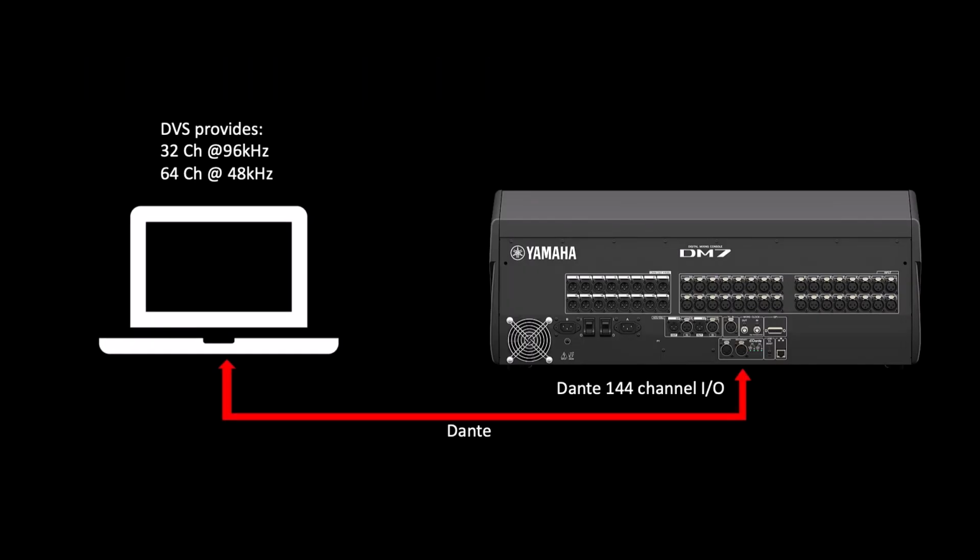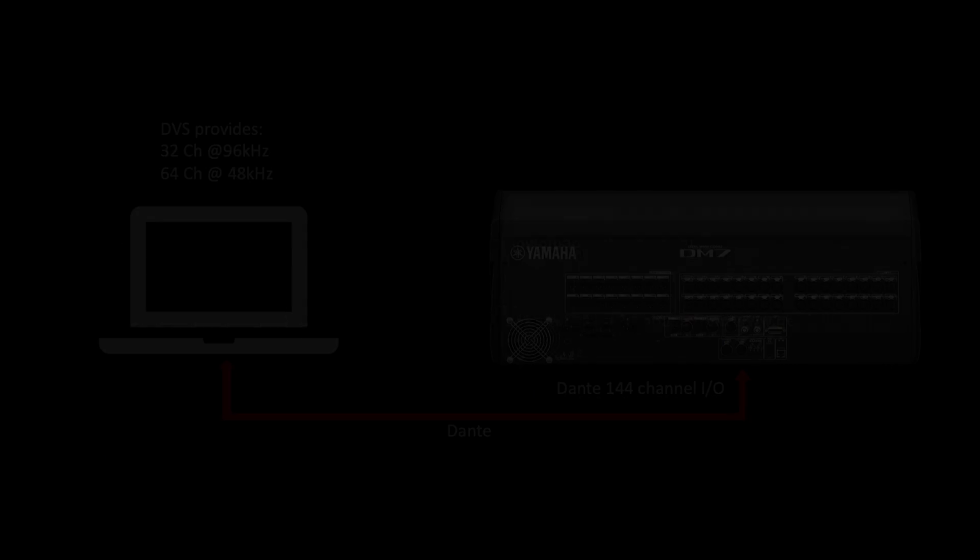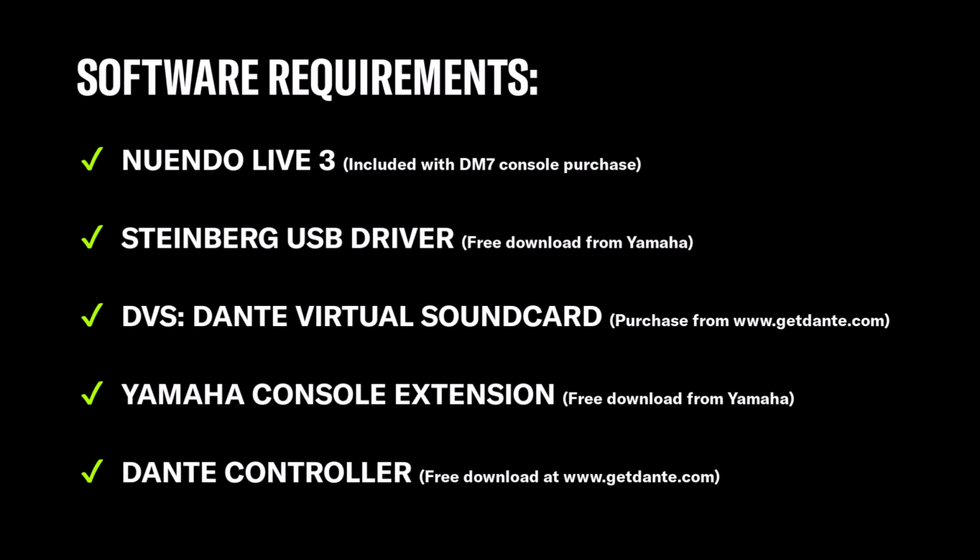For this example, we will connect to the console via the DM7 Dante module, as this is the most common way and will allow more channels than USB. Now that the appropriate apps and drivers have been installed, connect the computer network port to the Dante network or directly to the DM7 Dante module.